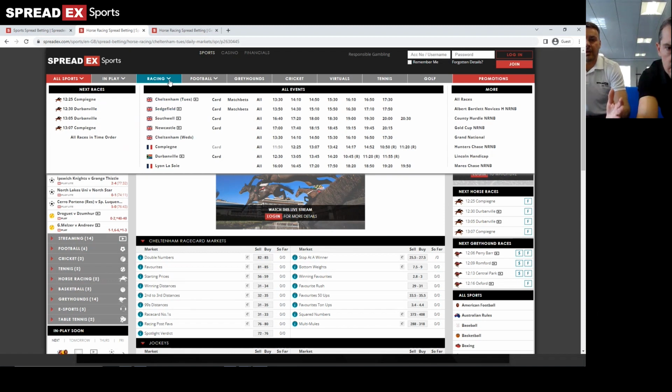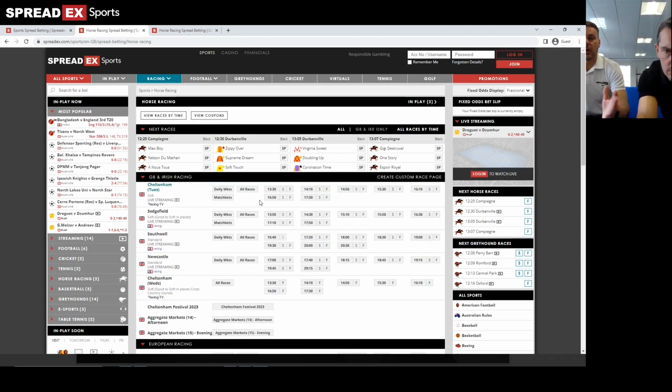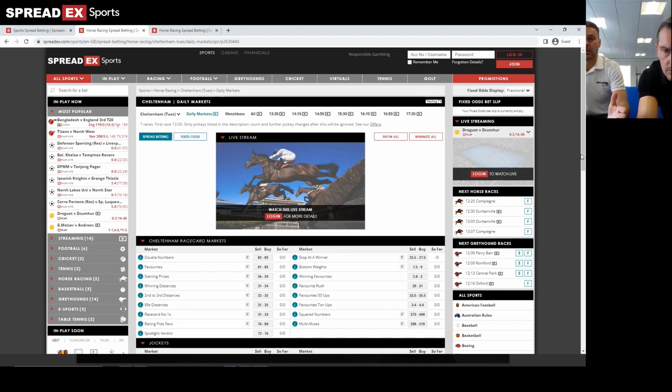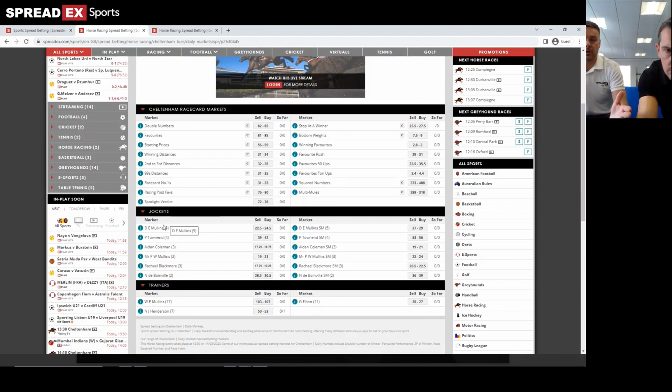One of the advantages of the daily markets as well is the prices are updated after each race. So the quotes will change, allowing you to open a trade or close a trade depending on what results have been.